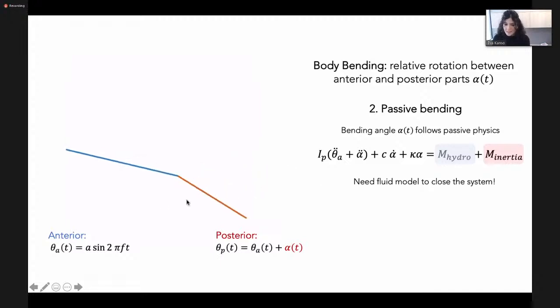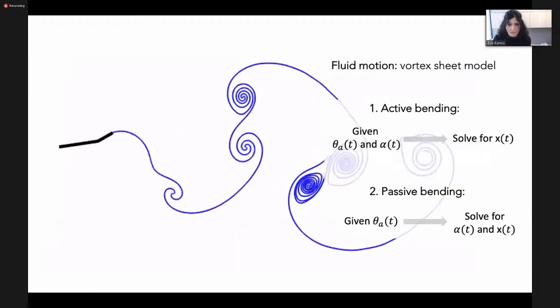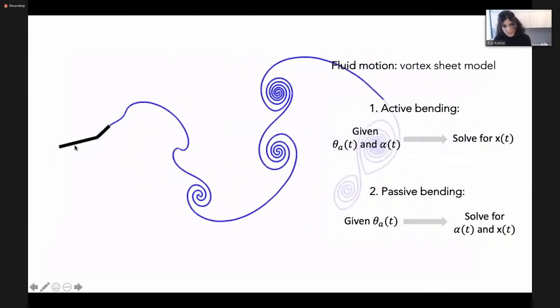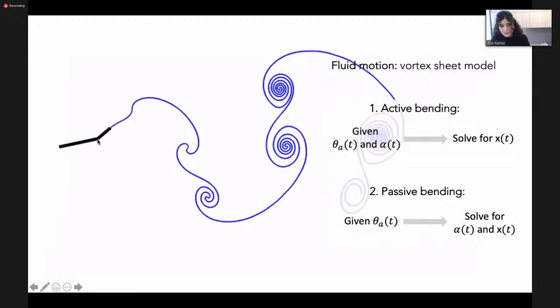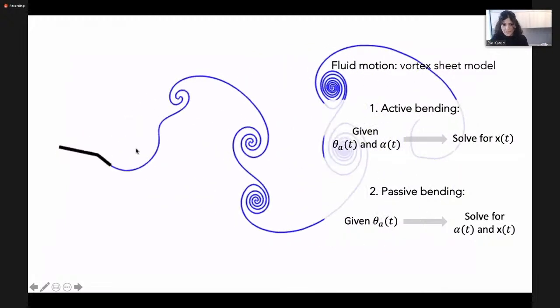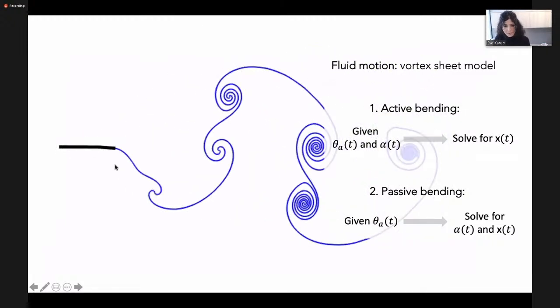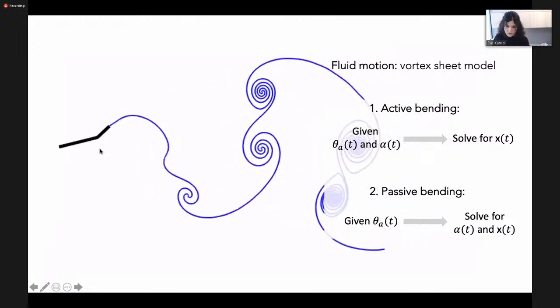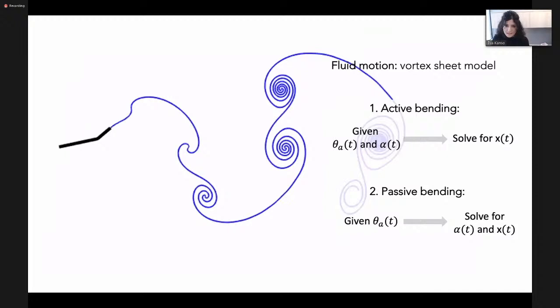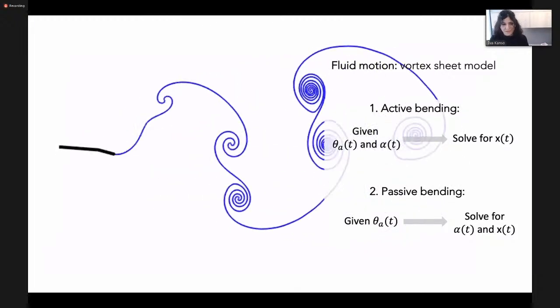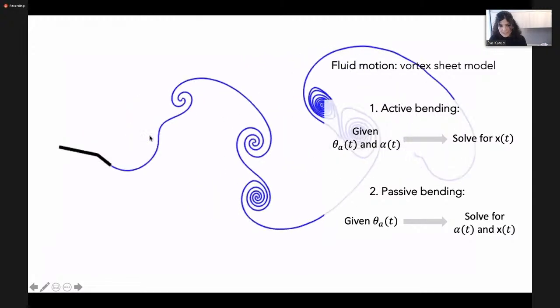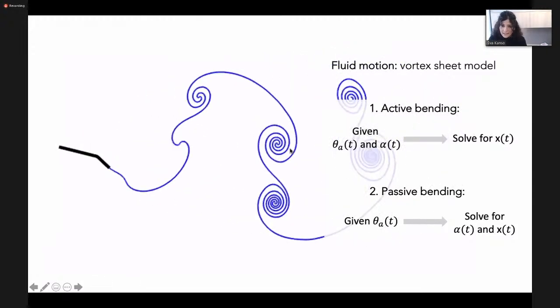And as I said, coupled Navier-Stokes simulations with structures are very expensive, so I'm going to choose a much simpler model, which is the vortex sheet model. What I'm doing here is solving a two-way coupled problem where the motion of the structure affects the vorticity that's being shed in the fluid, and the vorticity that's being shed in the fluid feeds back into the motion of the two-link swimmer. But it's a cheaper computation because you only need to keep track of the vorticity that you are shedding in the wake.